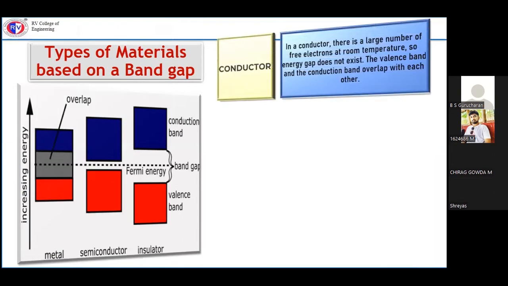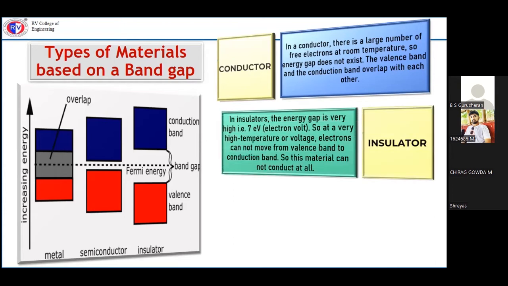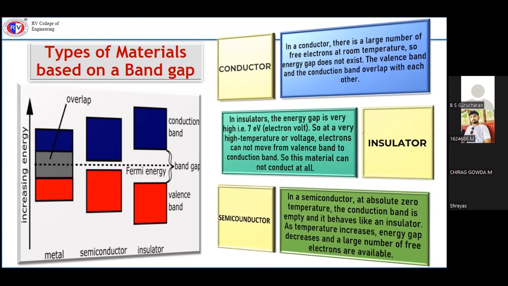Now, the band gap is different for different materials. Based on the band gap energy, materials are classified into three parts, mainly conductor, semiconductor, and insulator. In a conductor, as you can see in the picture, the conduction band and the valence band overlap with each other. There is no gap between them. So essentially, the electrons are very free and can move throughout the space, and there is no energy required for them to transfer from valence band to conduction band. So basically, conductors are very good conductors of electricity.